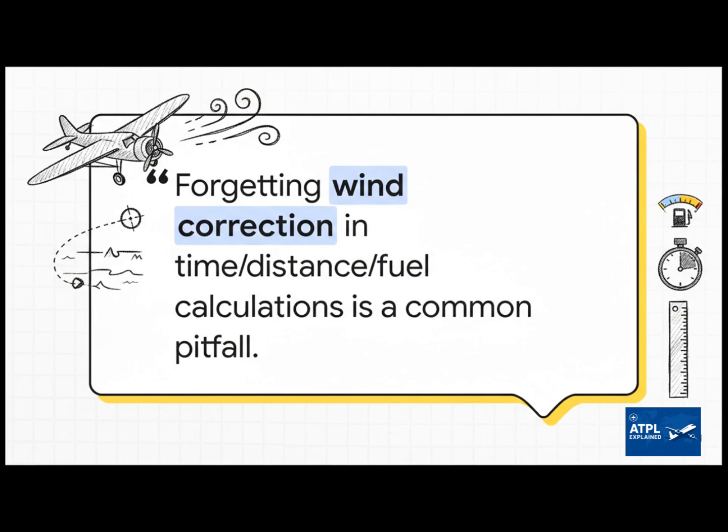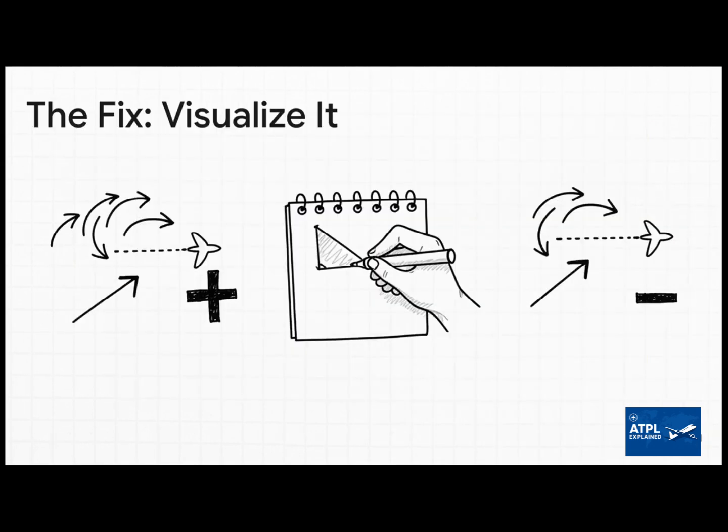And why is this such a big deal? Well, because everything, your time to a waypoint, the distance you've covered, and most critically, your fuel burn, is all based on your speed over the ground, your ground speed. If you accidentally use your true airspeed without factoring in the wind, your numbers are going to be wrong. It's a guarantee. So the fix here really just comes down to simple discipline.